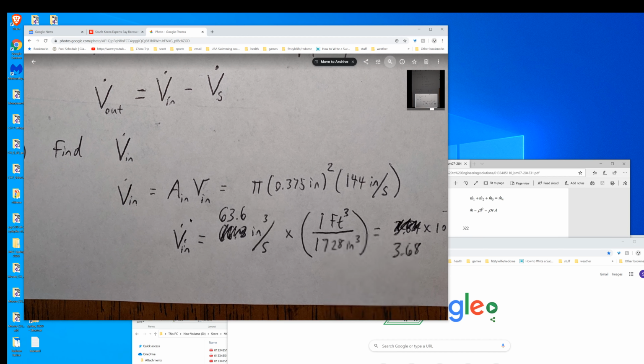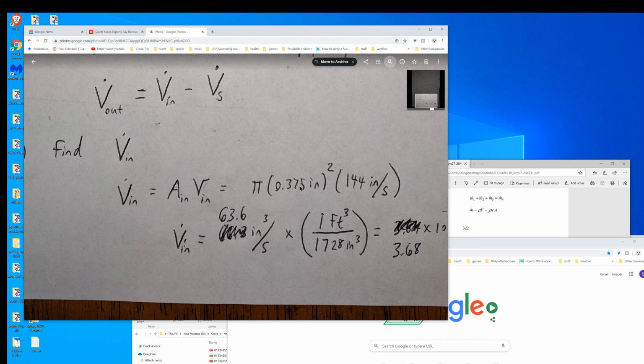So V dot in, here's my volume flow rate, is the cross-sectional area in of the shower head times the velocity in. Well, I kept this in inches. Here's the radius of that shower head, and here's the velocity.